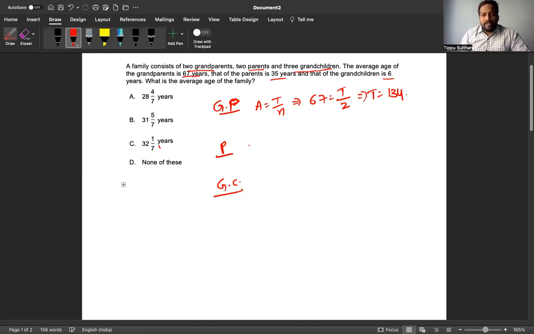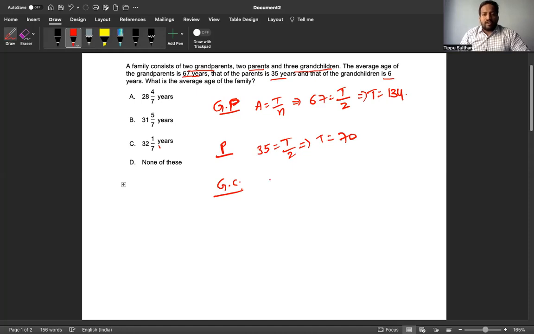How about parents, guys? The same story. I'm not going to repeat it anymore because this is not a history class. This is an aptitude class, by the way. Parents are 2 members. Average is 35. So the total age of parents is 70. Pretty simple. How about grandchildren, guys? Grandchildren, how many are there?